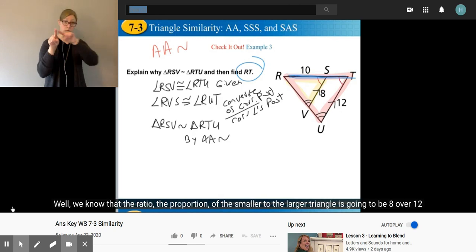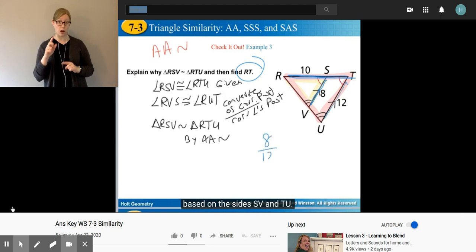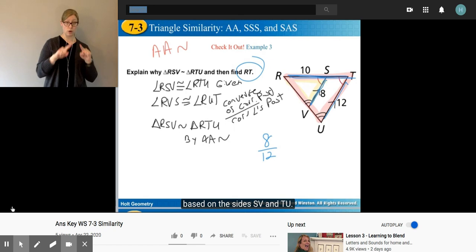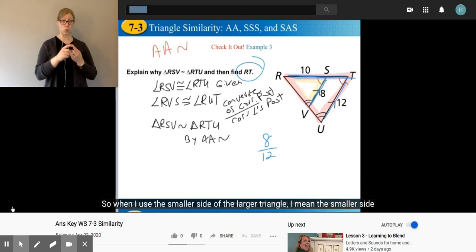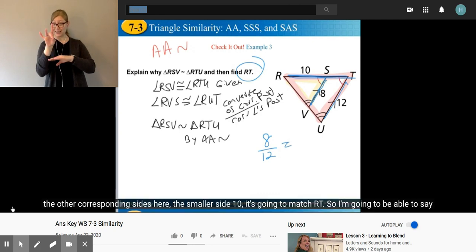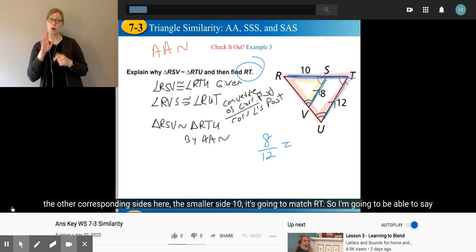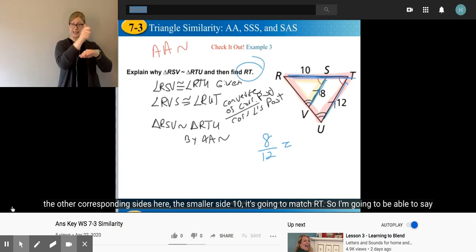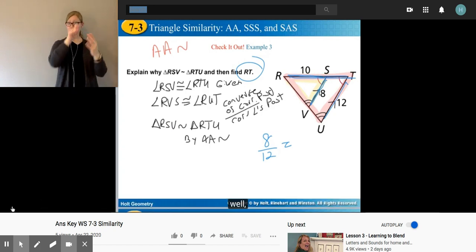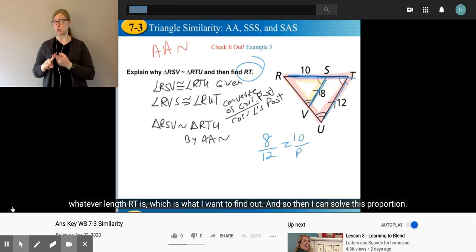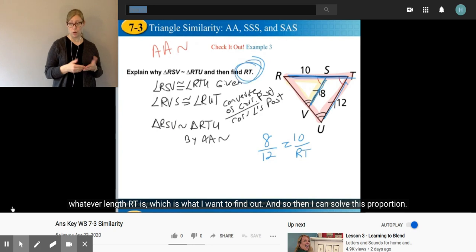Well, we know that the ratio, the proportion of the smaller to the larger triangle, is going to be 8 over 12 based on the sides SV and TU. The other corresponding sides here, the smaller side 10, is going to match RT. So I'm going to say 8 is to 12 as 10 is to whatever length RT is, which is what I want to find out. And so then I can solve this proportion.